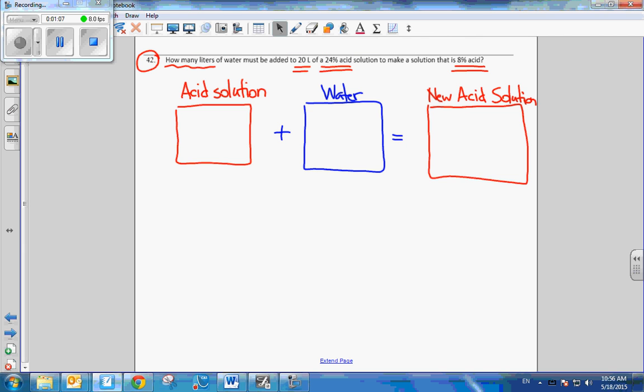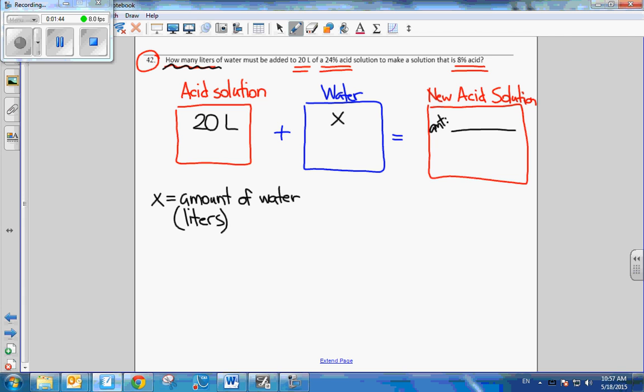Now you know the first thing we do in a word problem is ask, what is the question? The question here is how many liters of water must be added? So our unknown is the amount of water. Let's write the units down, so we'll remember them when we write our concluding sentence. It's going to be in liters. So X is the amount of water. Now we know this water will be added to 20 liters of acid. So what will be the amount of our new solution? We start with 20 and add X, so it'd be 20 plus X.